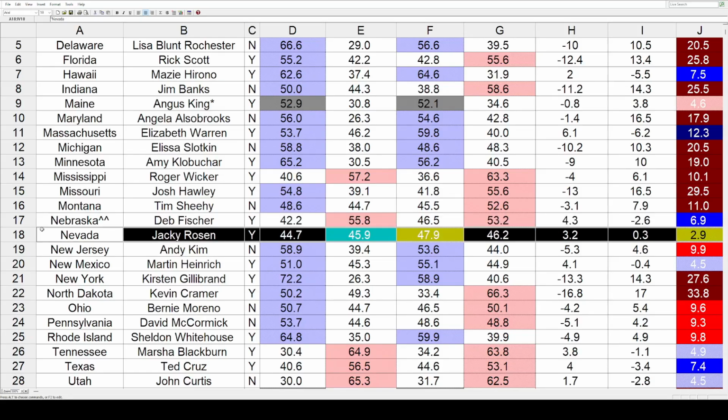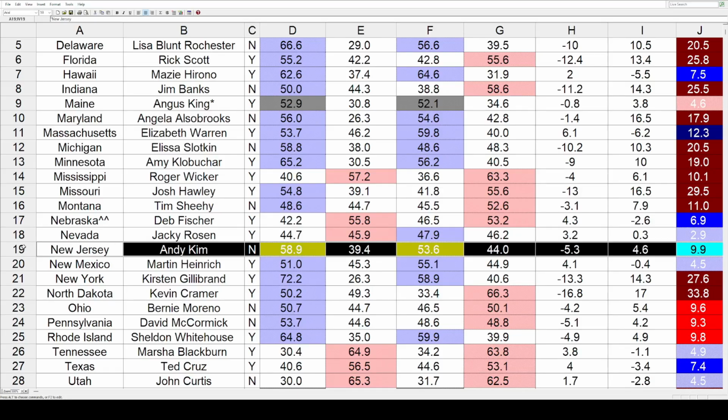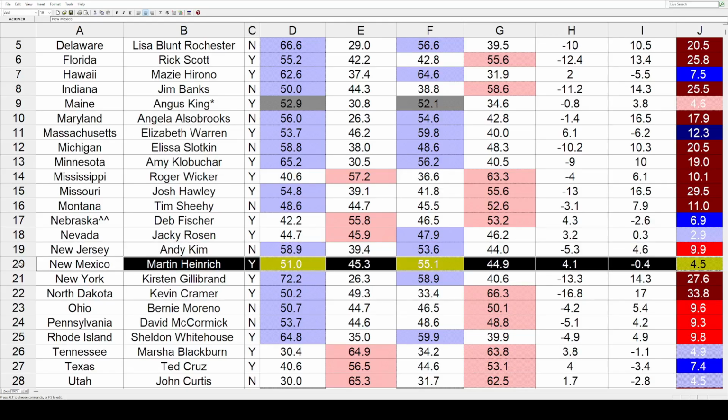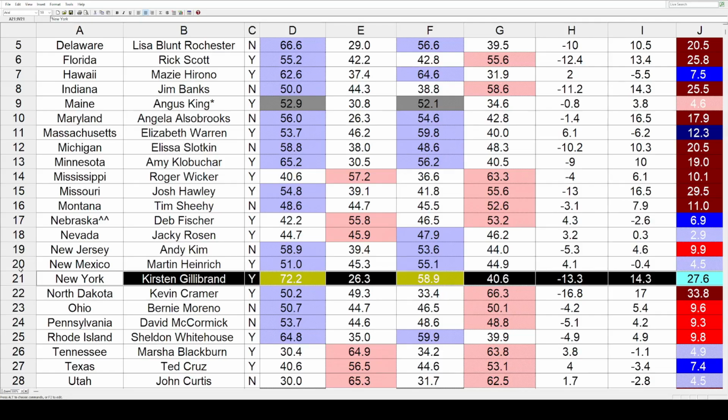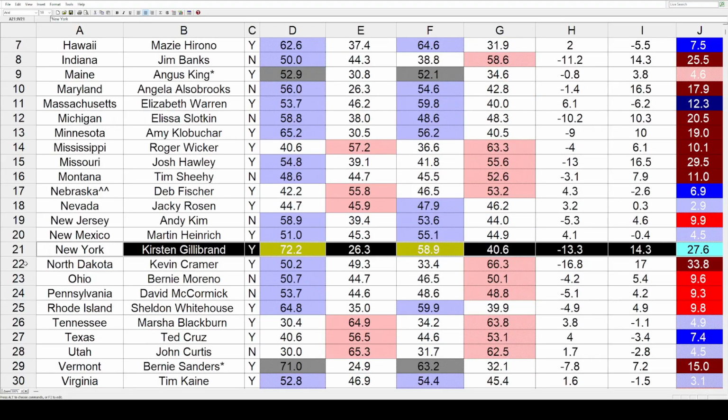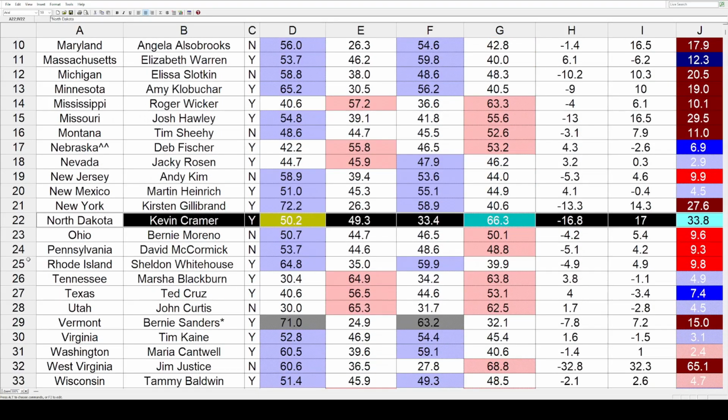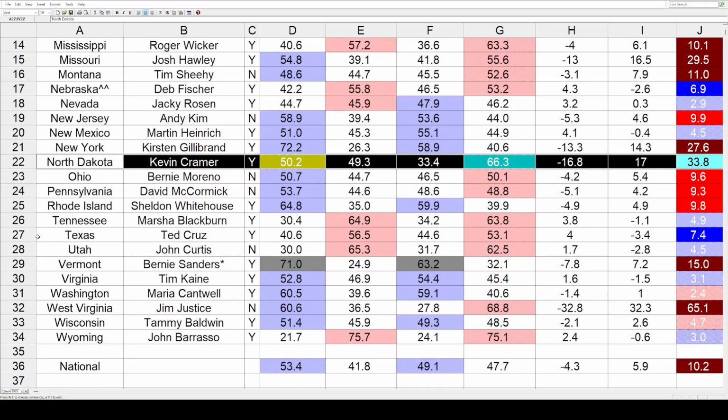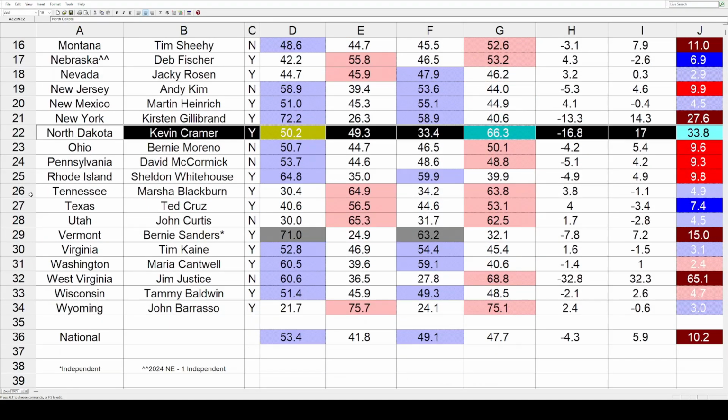Nevada, just a little bit bluer by 2.9. And that state was won by Dean Heller, the Republican, back in 12. New Jersey, right under 10 points, 9.9 toward the GOP. In New Mexico, it took a step toward the left by 4.5. In New York, it was a very significant red shift of 27.6. North Dakota decided to do even more than that at 33.8. It's another state that was won by a Democrat back in 12.